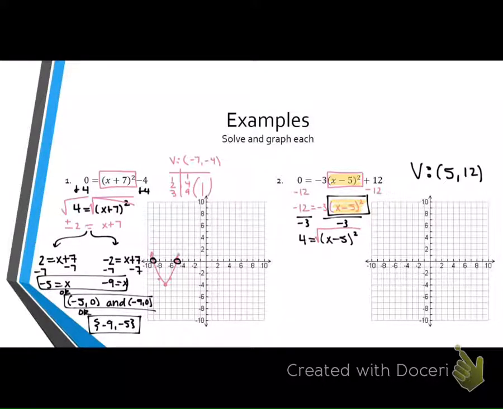So I am going to take the square root of both sides. This is where we have to be careful. We already know that the square root of 4 is 2, right? Because 2 times 2 is 4. But what else is 4?